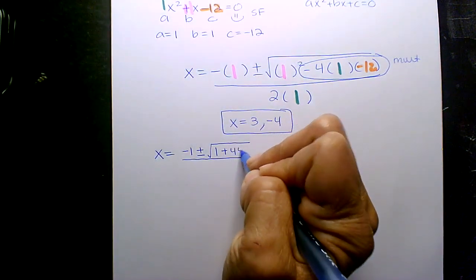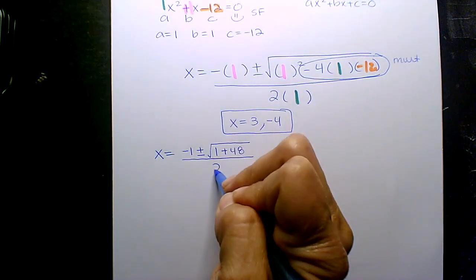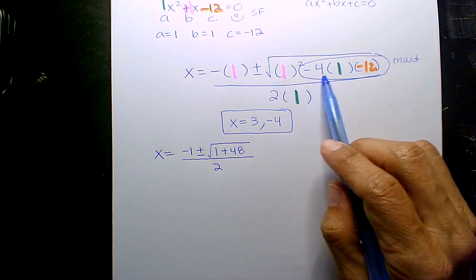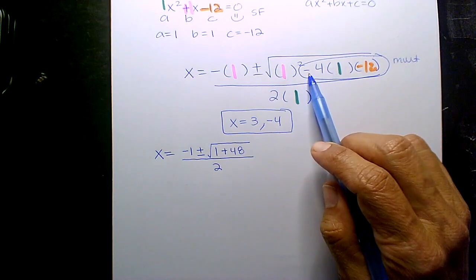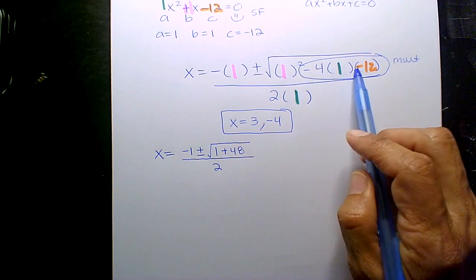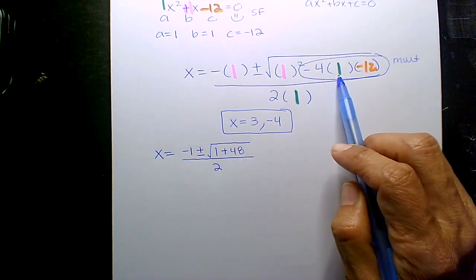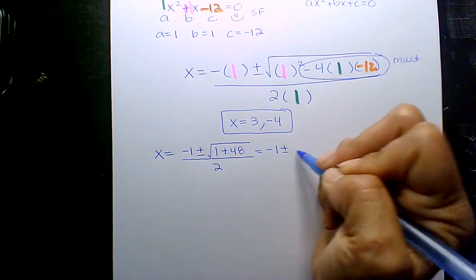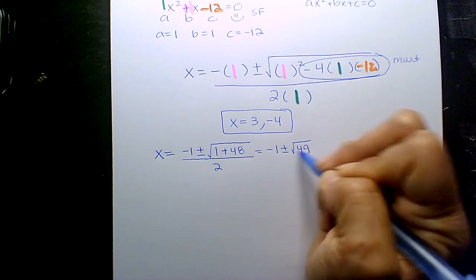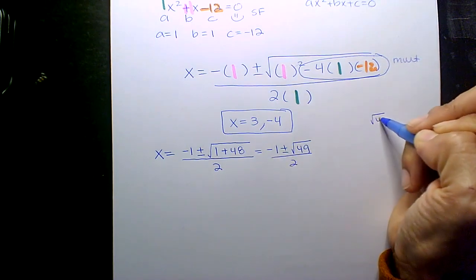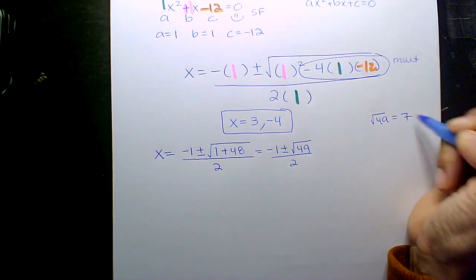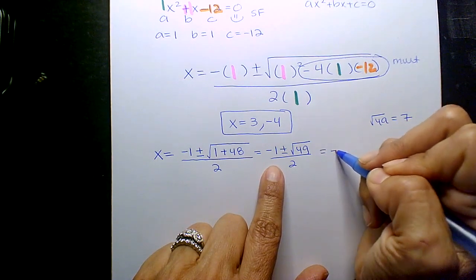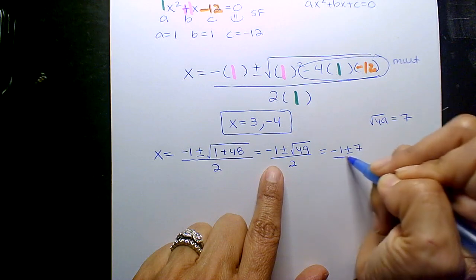So plus 48, 2 times 1 is 2, right? 4 times 1 times negative 12, and that's the subtraction. So a negative and a negative is a positive. 4 times 1 times 12 is 48. Keep going, negative 1 plus or minus, 1 plus 48 is 49. You guys should know the square root of 49 is a perfect square. Yes, okay. So you're going to have negative 1 plus or minus 7 all over 2.